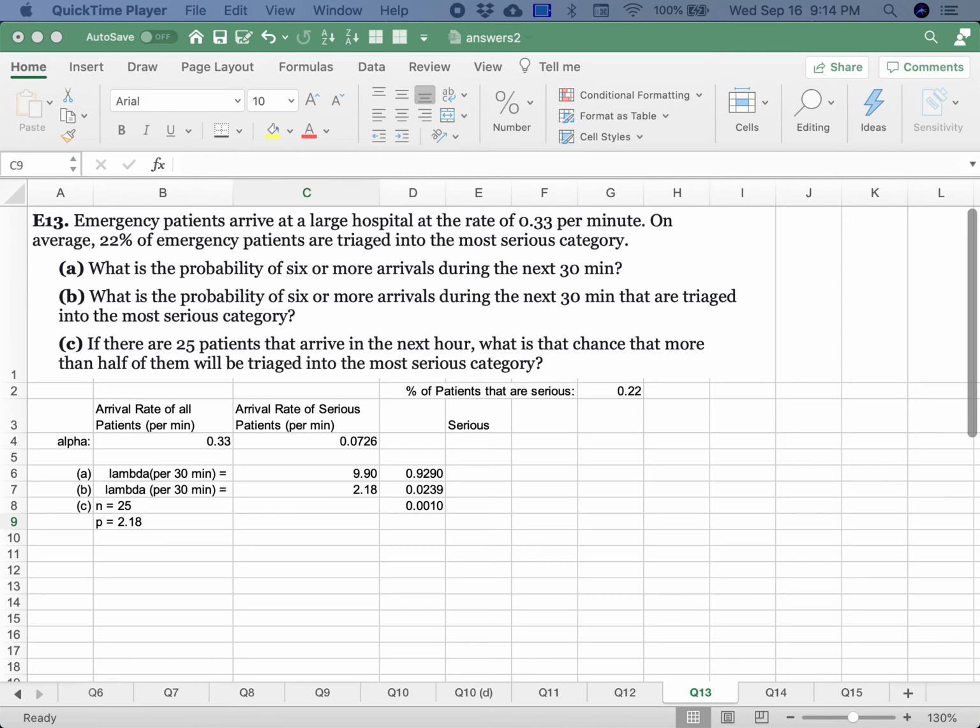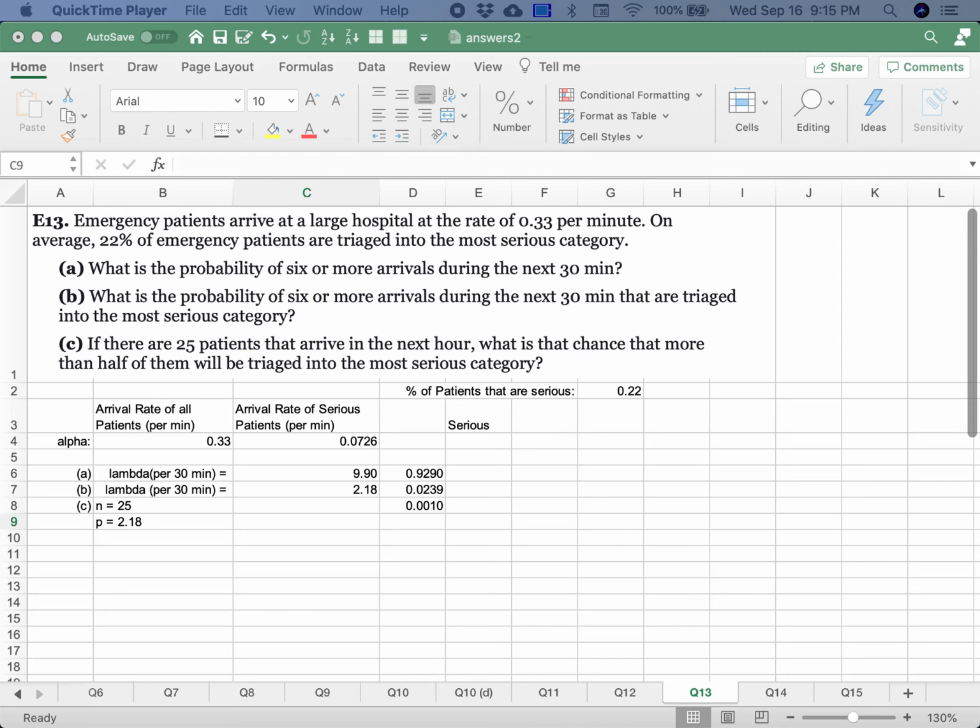So exciting. We get to move on to the Poisson distribution. Exercise 13. Emergency patients arrive at a large hospital at the rate of 0.33 patients per minute. That's like a third of a patient per minute. So that's another way of saying 1 every 3 minutes. So every 3 minutes you'd have one whole patient. All right. On average, 22% of emergency patients are triaged into the most serious category.